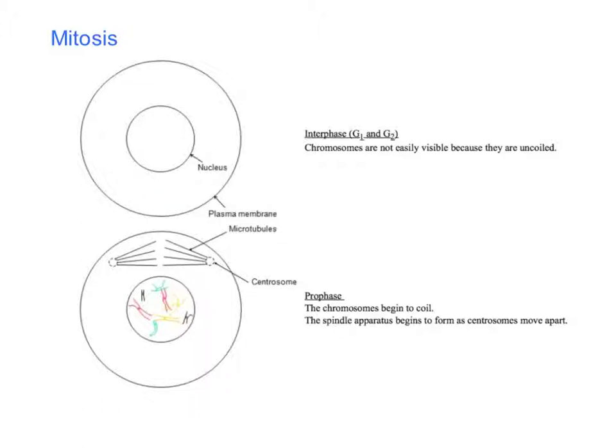During prometaphase, the nuclear membrane dissolves, marking the beginning of prometaphase. Proteins attach to the centromeres, creating the kinetochores. Microtubules attach to the kinetochores, and the chromosomes begin to move.